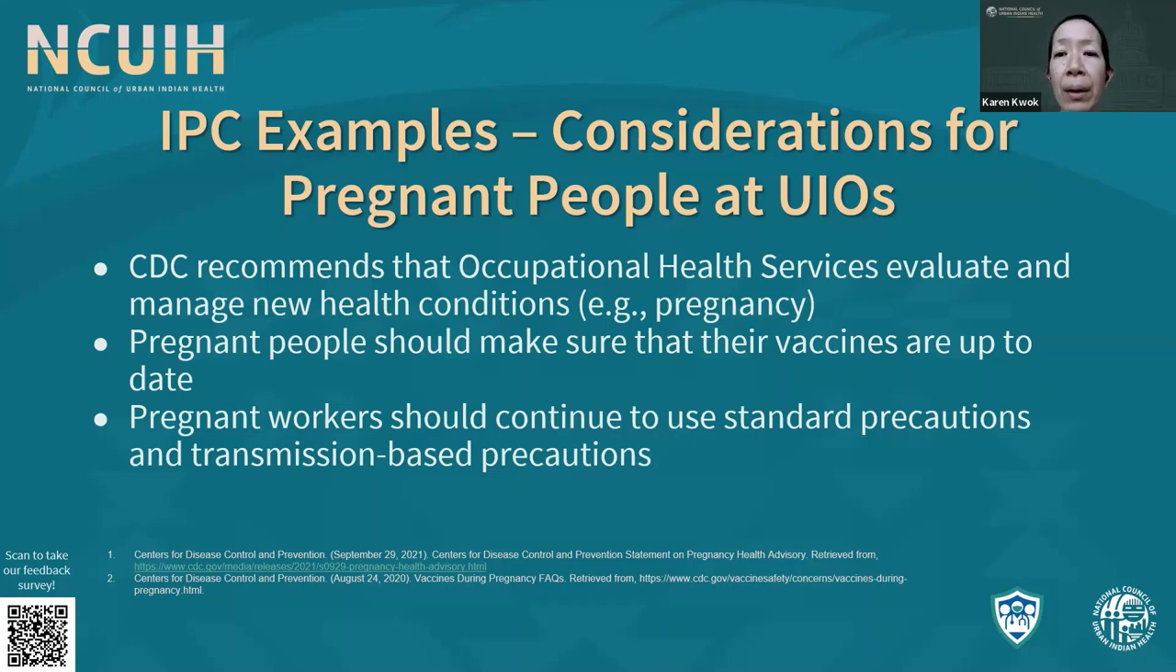Each primary care clinic should have or get the ability to provide occupational health services to all their employees. And this may also be through a partner third-party agency that provides these services for the UIO, if they don't have that on site.